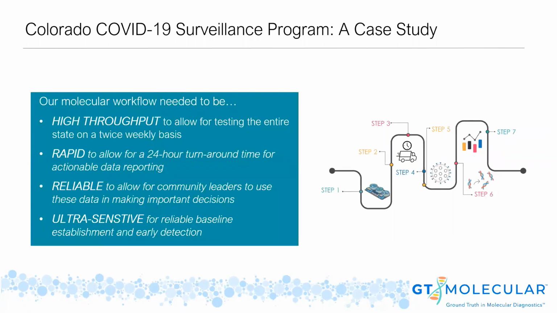As we were developing our own procedure for use in Colorado, we had a couple requirements to ensure that we were producing data for action. First, the procedure needed to be high throughput. In other words, we needed to be able to process a lot of samples every day. Secondly, the procedure must be rapid, such that we can turn around this data to the state within 24 hours.